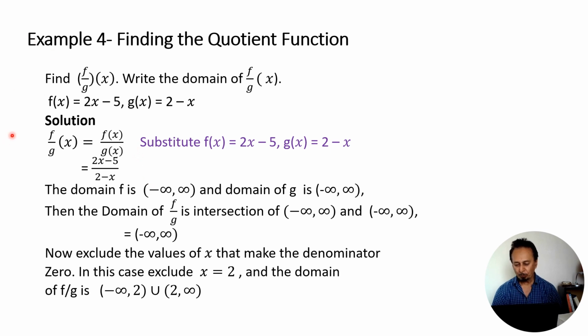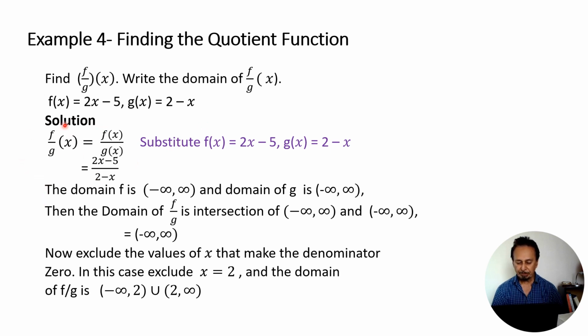So here is example 4. We're going to find f over g defined over x, and write the domain of f over g defined over x, where f of x is 2x minus 5 and g of x is 2 minus x.